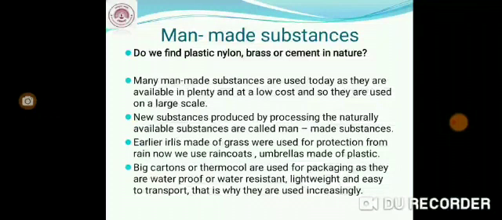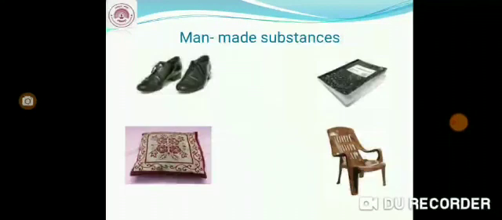Let's move on to the next slide. Here are a few images for you to see: leather shoes, notebook, pillow and chair. What are these? These are all man-made substances.